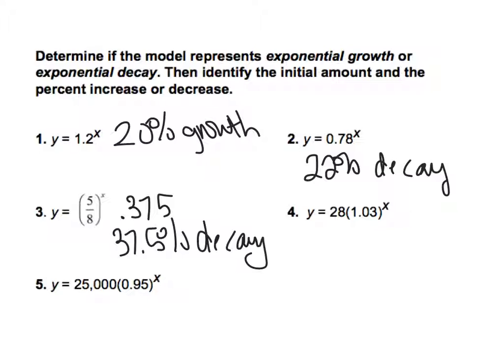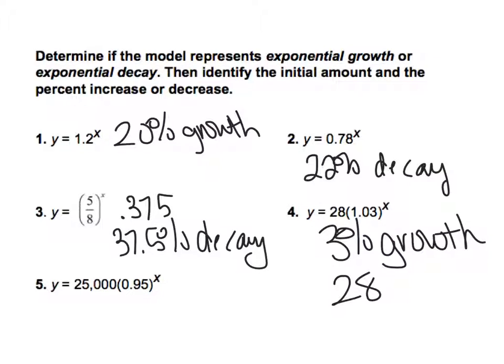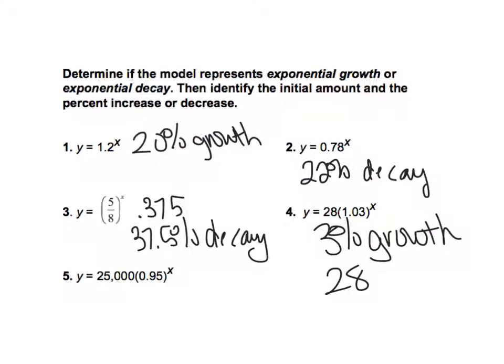Looking at question number 4, 28 times 1.03 to the x, that would be a 3% growth. That 1.03 tells me 3% growth, and my initial amount would be 28. The last one here, 25,000 times 0.95 to the x, we would have a 5% decay, and 25,000 would be our initial amount.